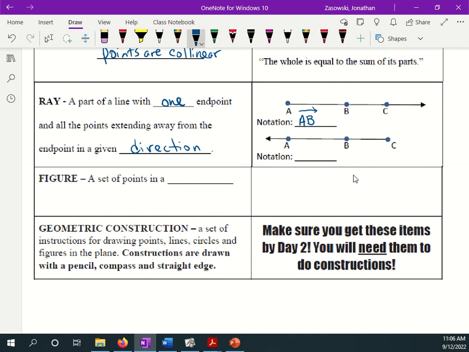If we decide to switch these letters around, what do we have to do in order to keep it as ray AB? You got it. Switch the direction of the arrowhead. You can also name this AC, okay, as well. Or ABC if you want, is also fine. All right?